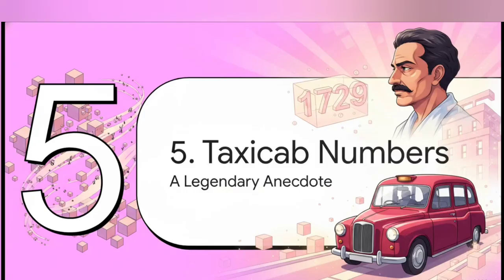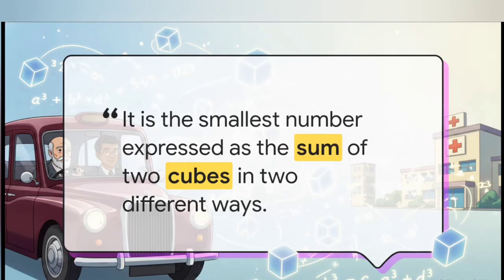Section 5. Ramanujan and taxicab numbers, a legendary mathematical anecdote. Now, let me share one of the most incredible historical anecdotes in mathematics. It features the genius Srinivasa Ramanujan and a simple, everyday hospital visit. The story goes that British mathematician G.H. Hardy arrived at the hospital in a taxi to visit an ailing Ramanujan. Hardy remarked that his taxicab number was rather dull and said he hoped it wasn't a bad omen.